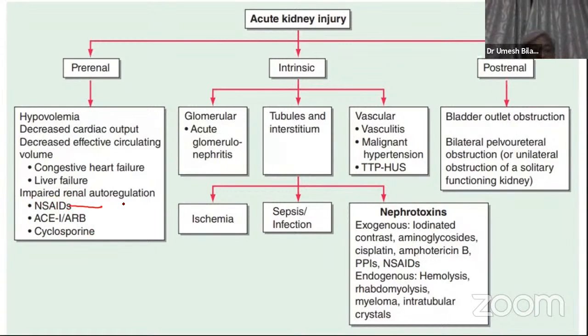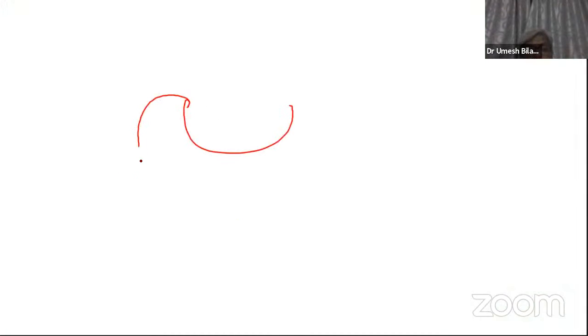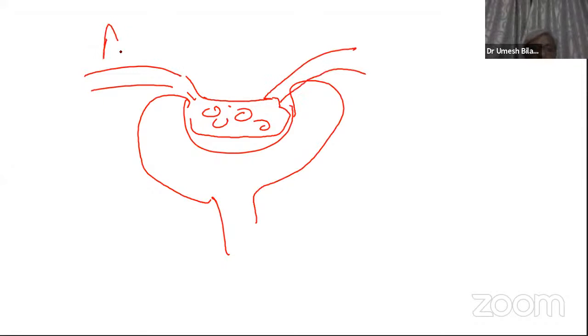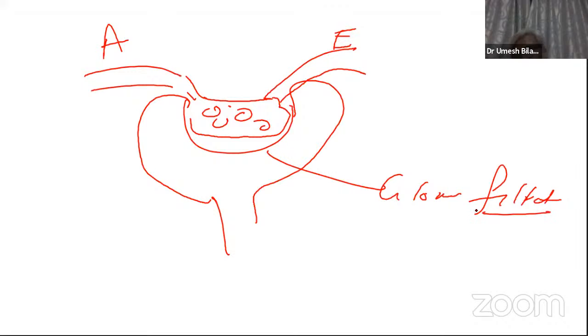How do NSAIDs do this? They inhibit prostaglandins, so the afferent arteriolar vasodilation is lost. Let me show the glomerulus here. Suppose this is a glomerulus. The afferent arterioles come here, form a mesh, and the efferent arterioles get out like this. Glomerular filtration happens here.